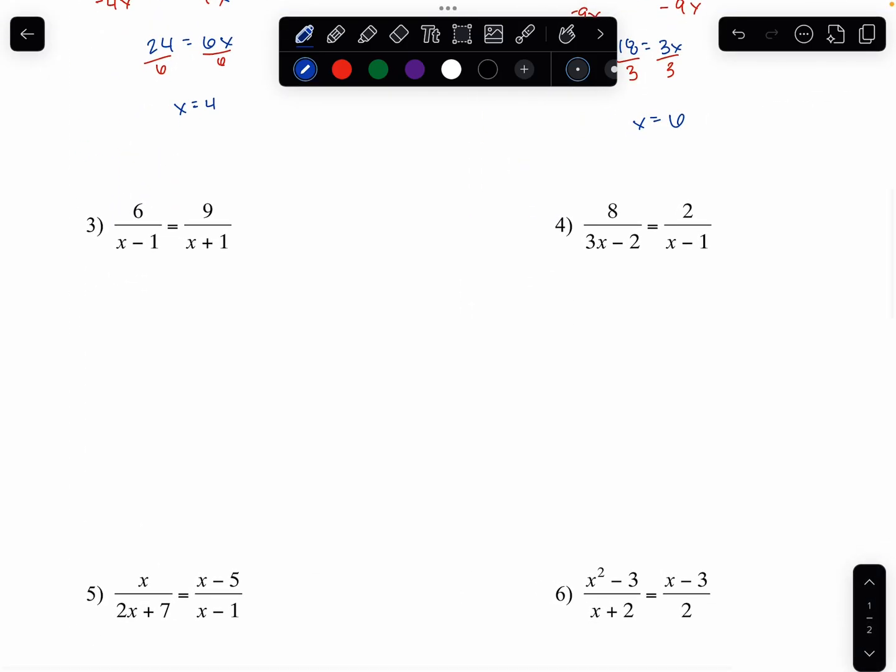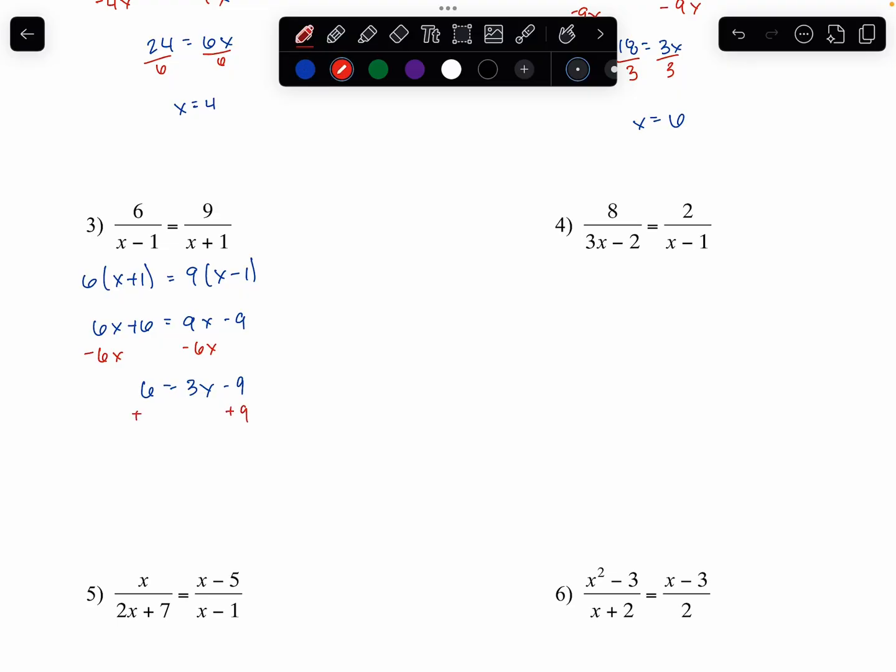Moving on to 3, I'm going to look at the top left numerator. I'll multiply it by x plus 1, which is the bottom right denominator. Take 9 times x minus 1. I'll distribute to get 6x plus 6, and I'll distribute to get 9x minus 9. Again, I get a linear equation, so solve for x. I get 6 is equal to 3x minus 9. I'll add 9. I'll get 15 is equal to 3x, divide by 3, divide by 3, and get that x is equal to 5.